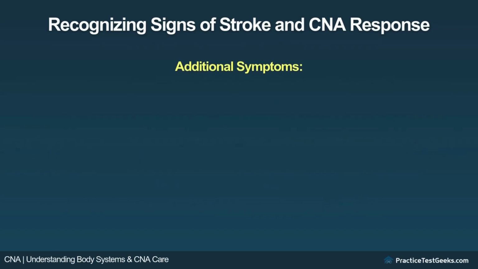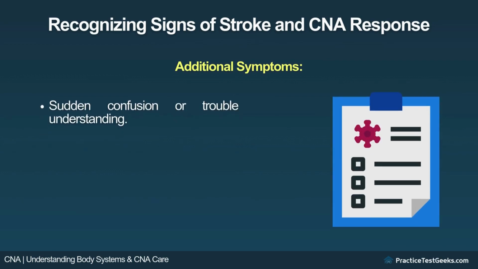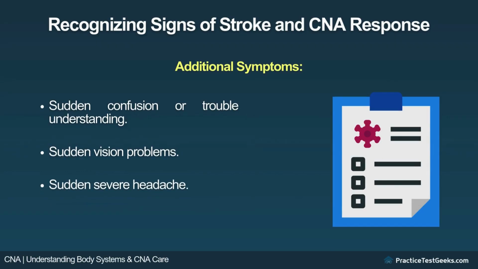Additional symptoms. In addition to FAST, stroke may also present with other sudden changes such as confusion or difficulty understanding, blurred or double vision, severe unexplained headache, loss of balance, dizziness, or poor coordination. Recognizing these warning signs is just as important because not all strokes look the same.